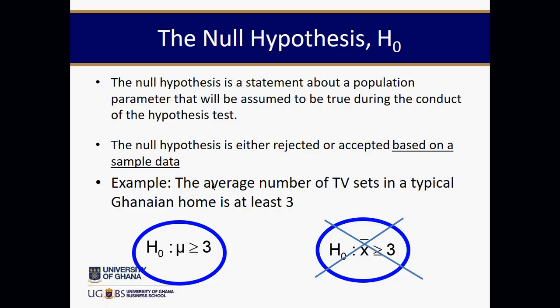So for example, the average number of TV sets in a typical Ghanaian home is at least 3. So at least 3 basically means that if we go inside any Ghanaian home, if we don't even see any TV, it is not at least 3. So from 3 and above. That's why the null hypothesis is saying that mu is greater than or equal to 3.